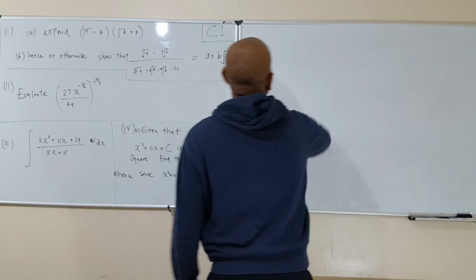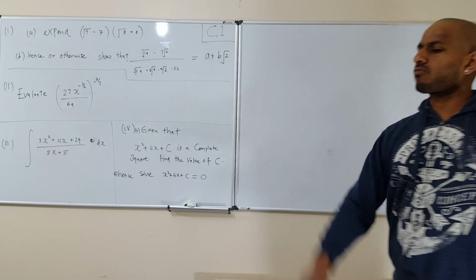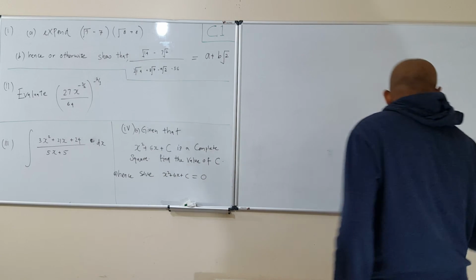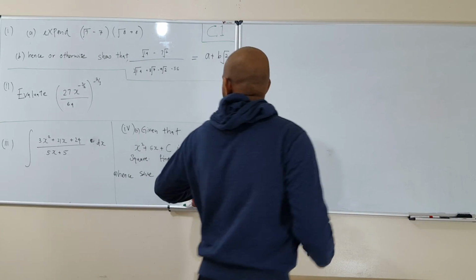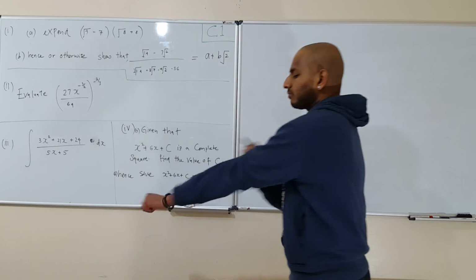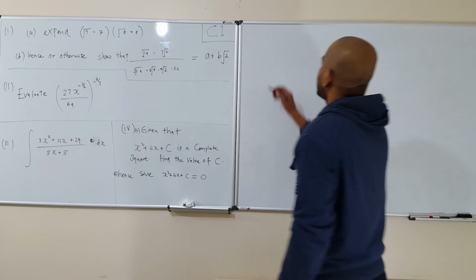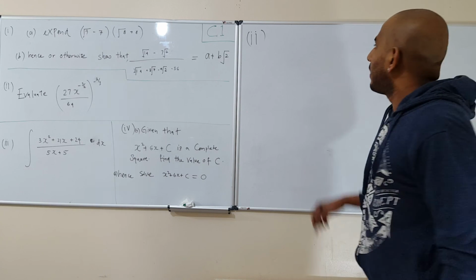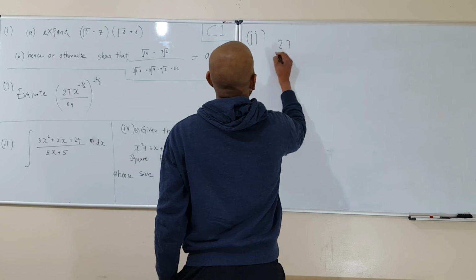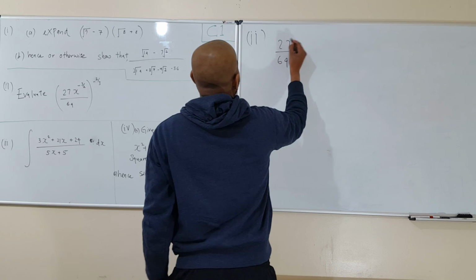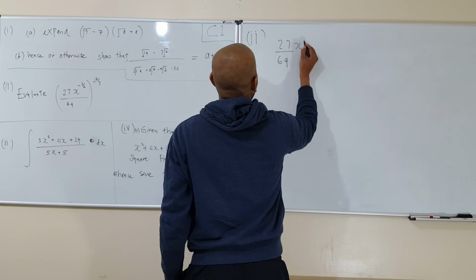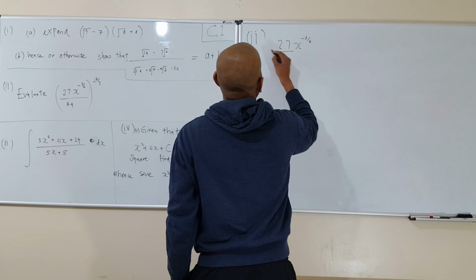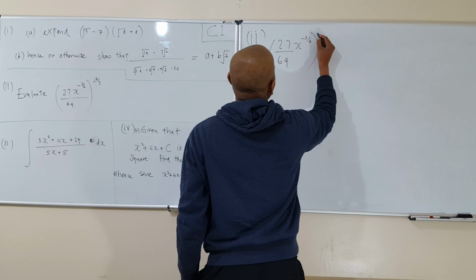Right, okay, so let's look at question number 2. It's probably a much simpler question. Question number 2 says simplify, evaluate that expression. Now let me write the expression here again: 27 over 64, minus x minus 3 over 2 on the top, again minus 2/3.